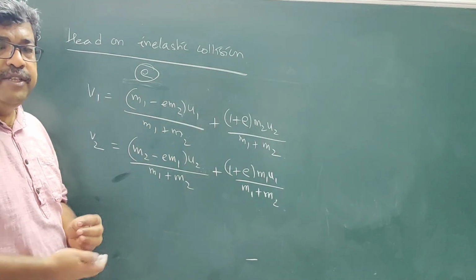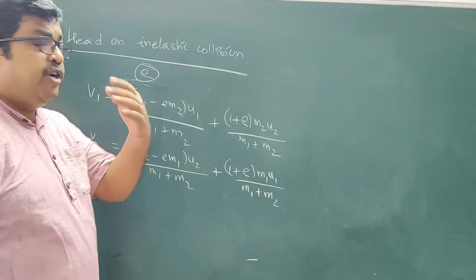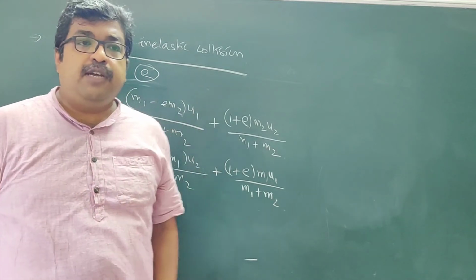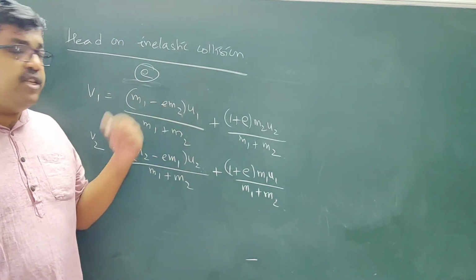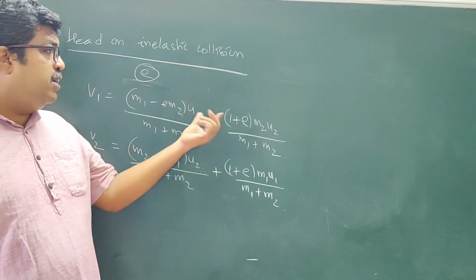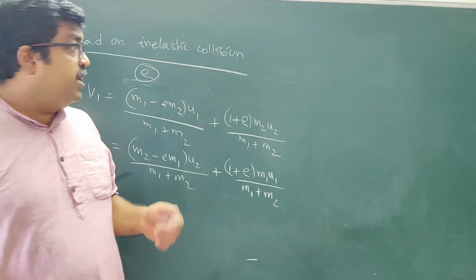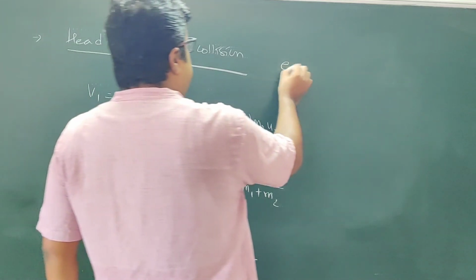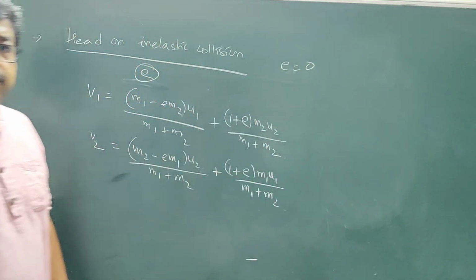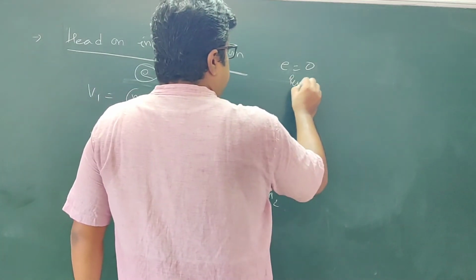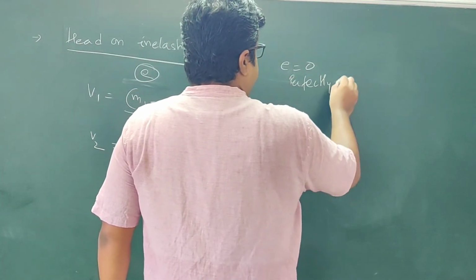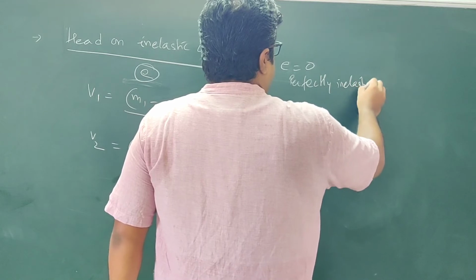And how to check whether this equation is correct or not? We have already written the equation for head-on elastic collision in one dimension. So if you substitute for elastic collision E is equal to 1, you will get that result. And if you substitute E equal to 0, it becomes a perfectly inelastic collision.